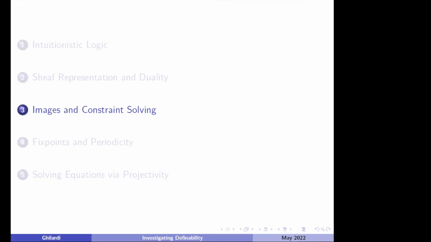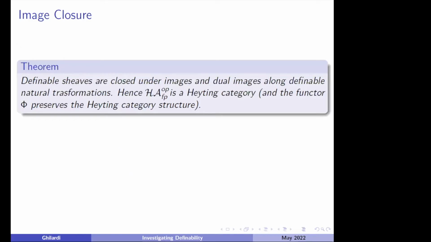And now we can see whether this framework works. And in fact, what we can prove, this is a theorem, says that definable sheaves are closed under images and dual images along the definable natural transformations. This means that the opposite of the category of Heyting algebras is a Heyting category, and that the embedding functor preserves the Heyting category structure. Heyting category means precisely that you have images and dual images along the morphisms. It's a regular category in which you have also dual images along the morphisms.